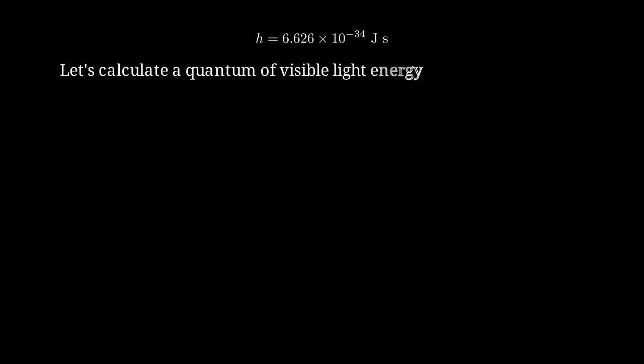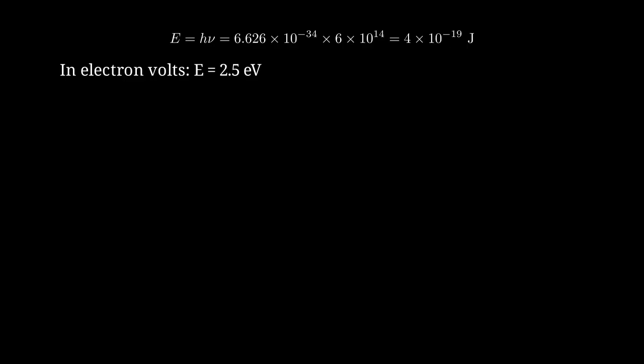Let's calculate what 1 quantum of visible light energy actually is. For 500 nanometer green light, the frequency is c over lambda, which is 6 times 10 to the 14 hertz. The energy of 1 quantum is h nu equals 6.626 times 10 to the negative 34 times 6 times 10 to the 14, which equals 4 times 10 to the negative 19 joules. In more convenient units, this is about 2.5 electron volts. This is a tiny energy on human scales.